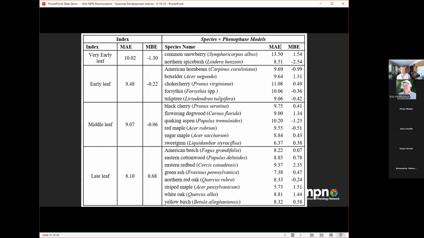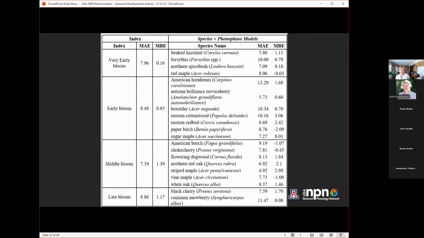These are all the species that are used in the new leaf indices, and these are all the ones that compose the new bloom indices. And that late bloom index, the one that we are going to be implementing as another companion map to the existing maps that we have, is an average index that is composed of flowering black cherry and common snowberry, which are two species that flower really late compared to everybody else.